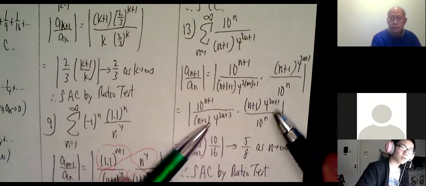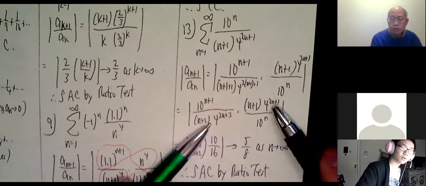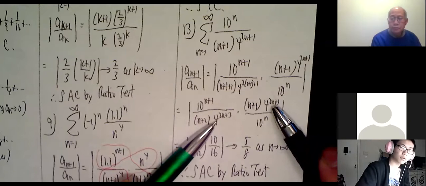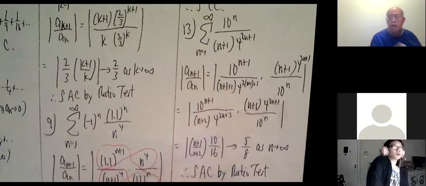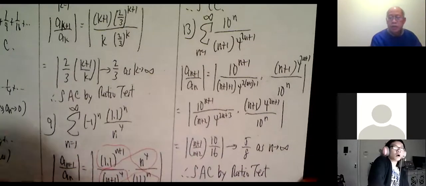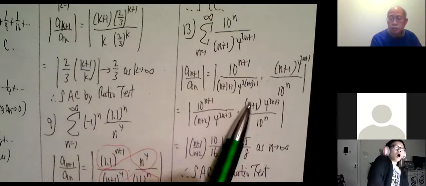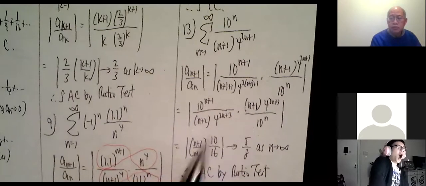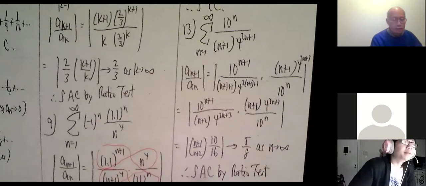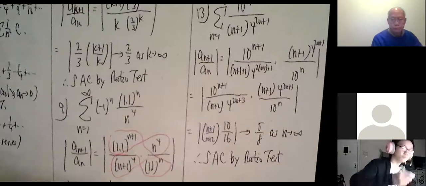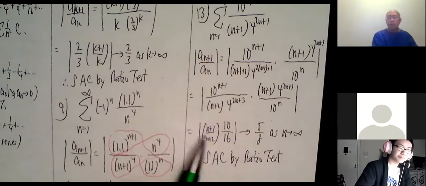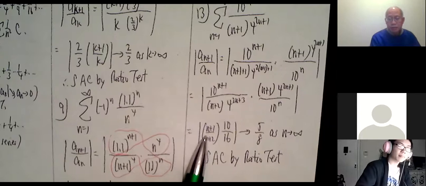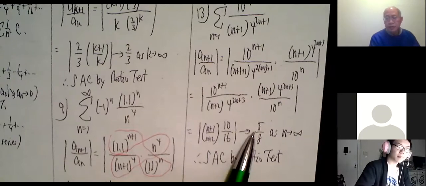How about the 4 stuff? 4 to the 2n plus 1 divided by 4 to the 2n plus 3. So if you subtract 2n plus 1 minus parentheses 2n plus 3, you would have 4 to the negative 2. 4 to the negative 2 is 1/16. 10 over 16. All right, so as n approaches infinity, what happens to this expression? n plus 1 over n plus 2 approaches 1. So we approach 5/8.